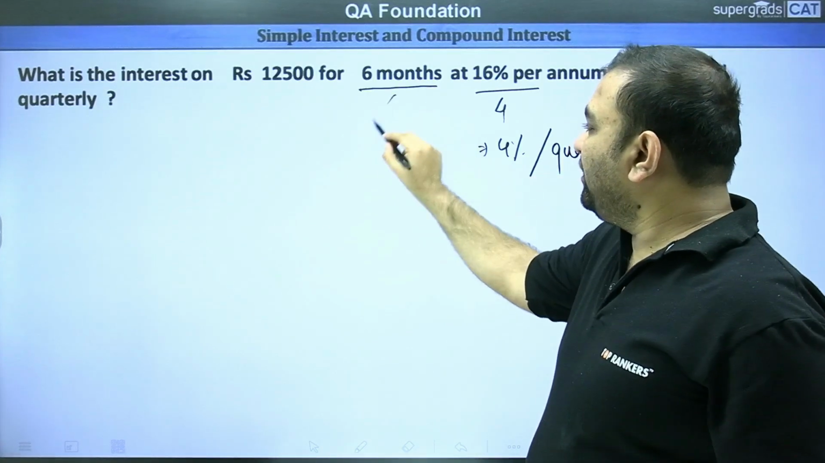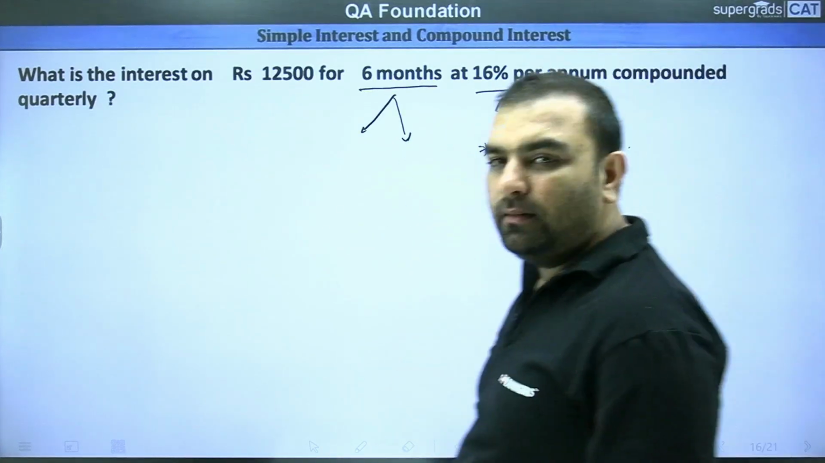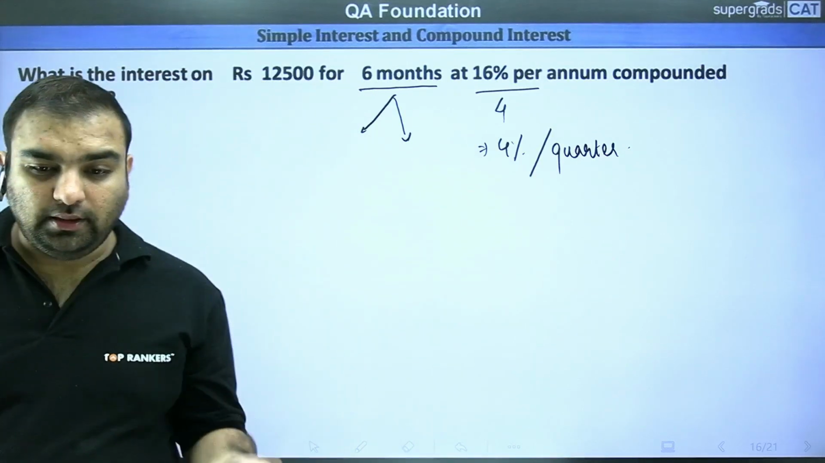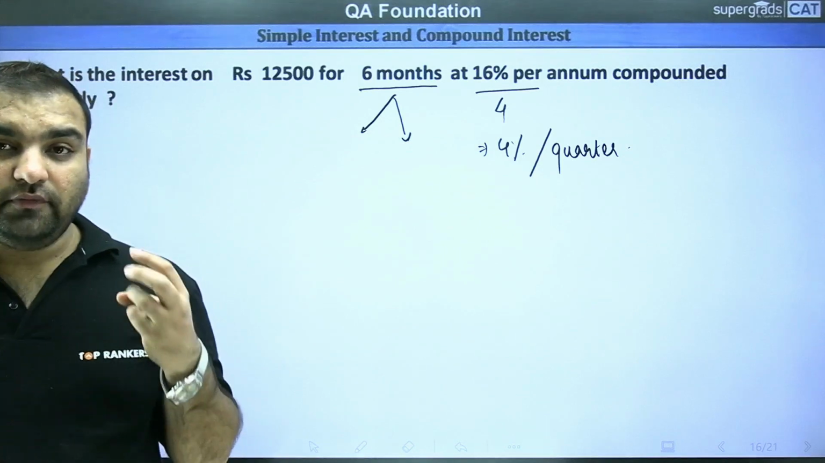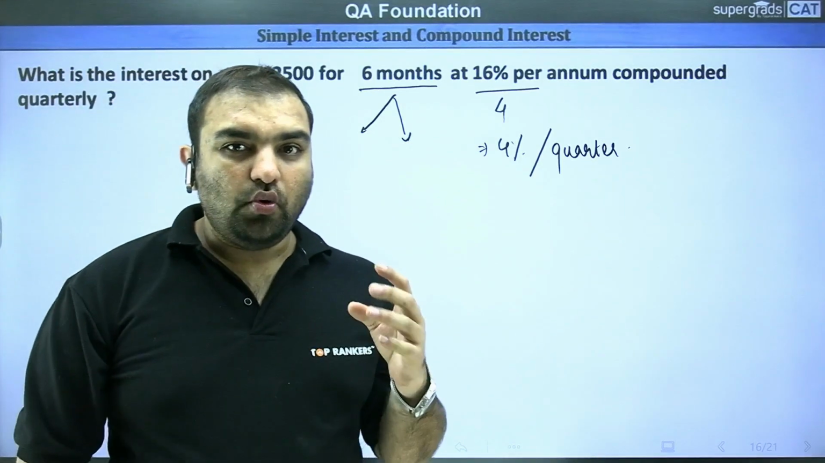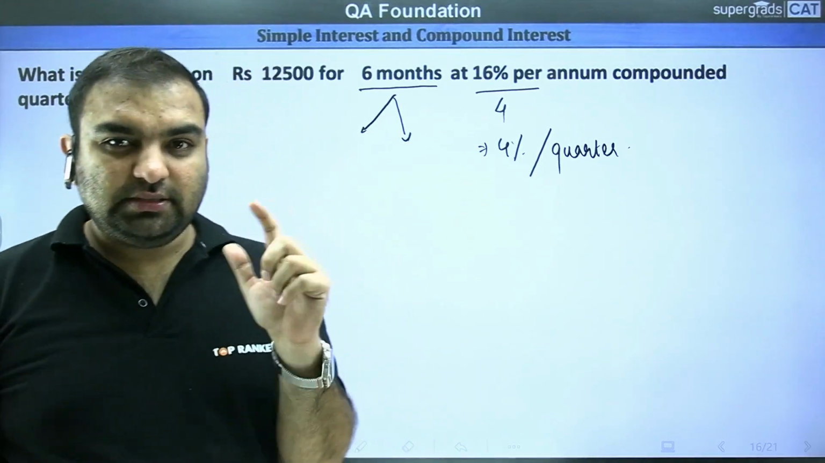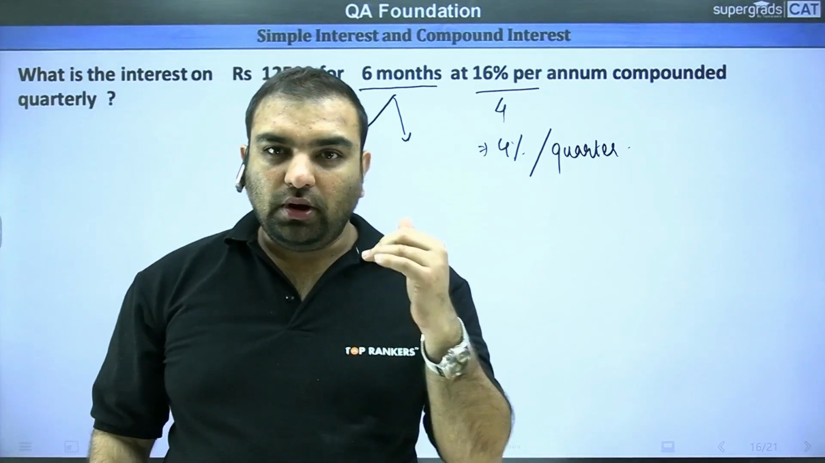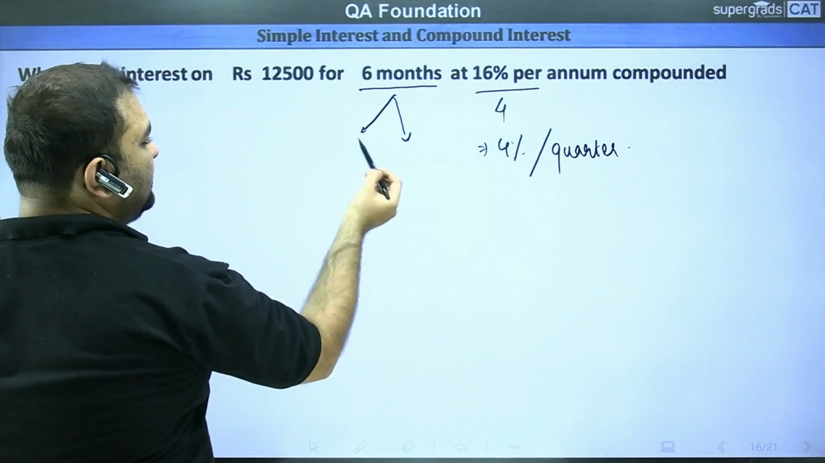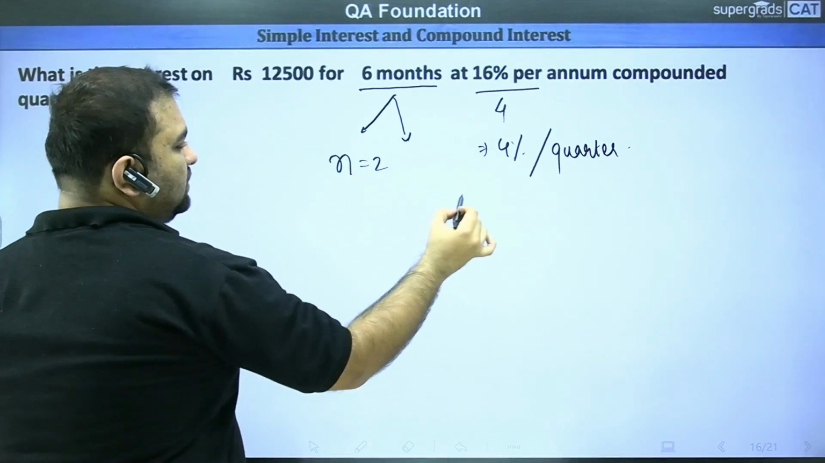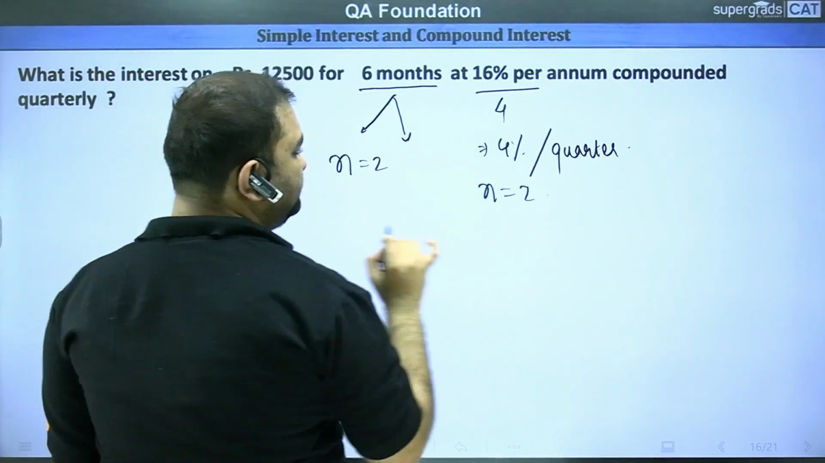6 months में कितने क्वार्टर होंगे? कुछ लोग गलती कर रहे होंगे. Quarter is not a period of 4 months, rather it's a period of 3 months, है ना? क्वार्टर को देखकर वो 4 याद रह जाता है. हमेशा 4 ही नहीं है. Quarter is a period of 3 months. सो 3 months के कितने पीरियड हो जाएंगे? 2. So R is 4, N is 2.